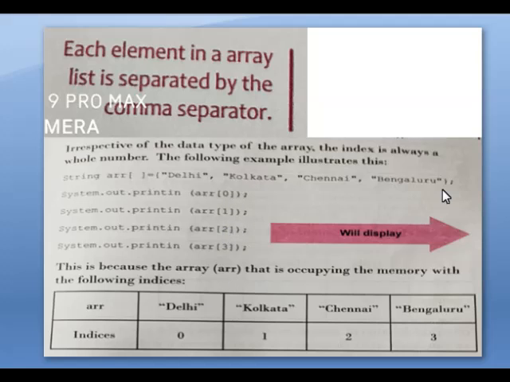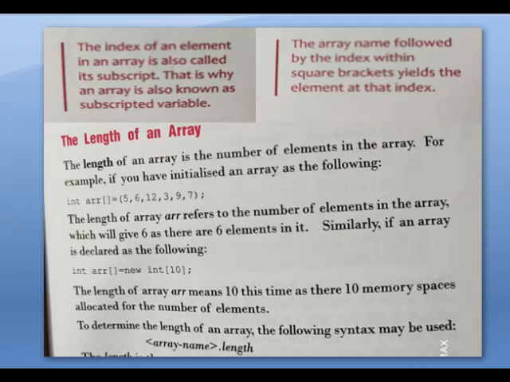Next, the index of an element in an array is called its subscript. That is why an array is also known as a subscripted variable. The array name followed by the index within square brackets yields the element at that index. Now we are going to see how to find out the length of an array. In the string lesson also I told you the indices will start from 0. But if you are going to find the length of an array, you have to start from 1. So the length of an array is the number of elements in the array.